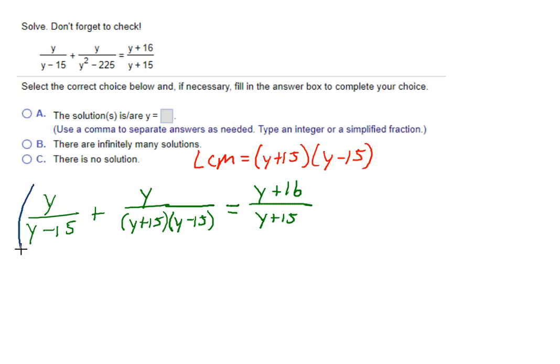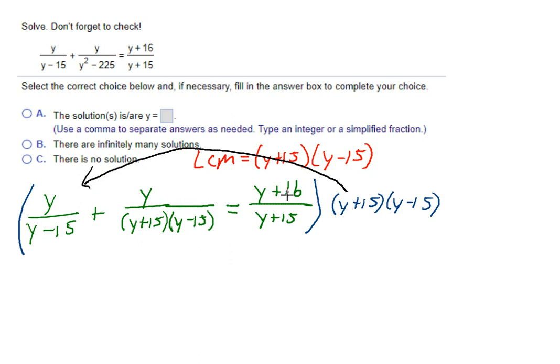We're going to multiply the LCM to both sides of the equation. So we're going to multiply y plus 15, y minus 15. And a lazy way of multiplying it to both sides is just to put parentheses around the whole equation. So I'm multiplying this throughout the whole equation. So we're going to distribute, and it gets multiplied to both sides, and all the fractions essentially. So it's going to get multiplied to this, it's going to get multiplied to this, and it's going to get multiplied to this on the right-hand side.